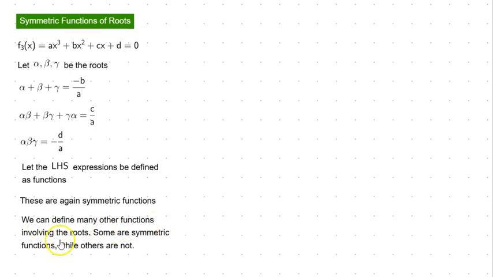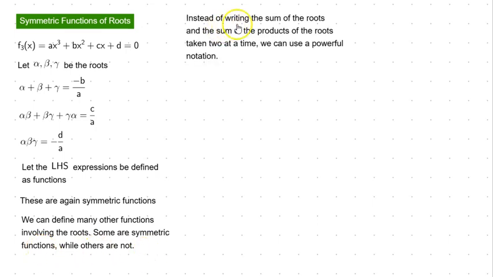So we can define many other functions involving the roots. Some are symmetric functions while others are not. Now, instead of writing the sum of the roots and the sum of the products of the roots taken two at a time, we can use a powerful notation because it's going to be painful to write it again and again: alpha plus beta plus gamma, alpha beta plus beta gamma plus gamma alpha, and so on. Especially if we get into much higher degrees as well.